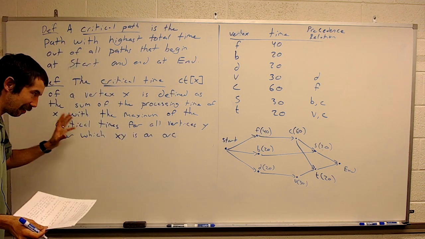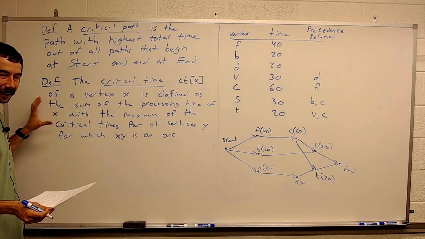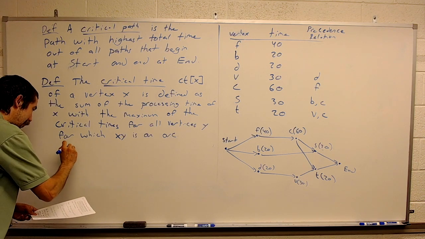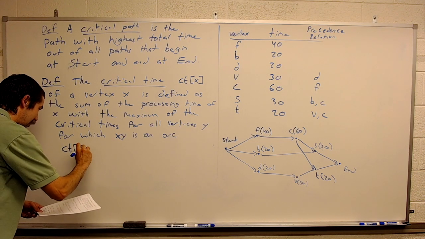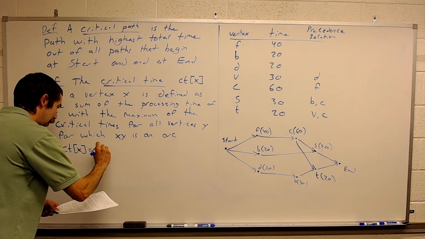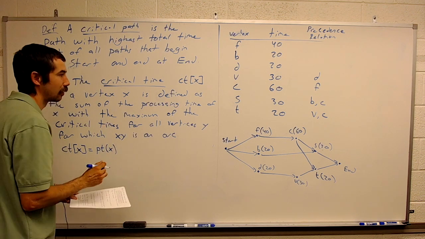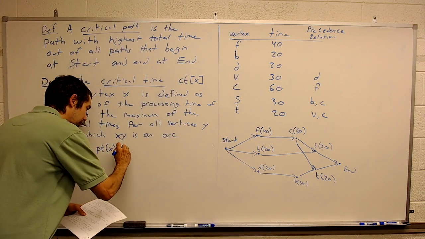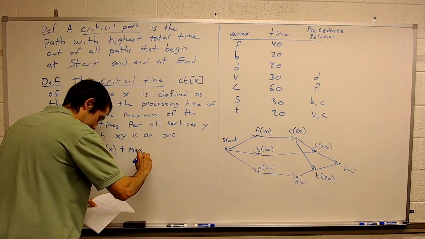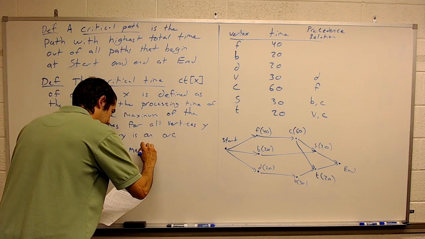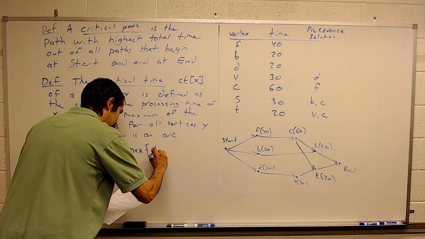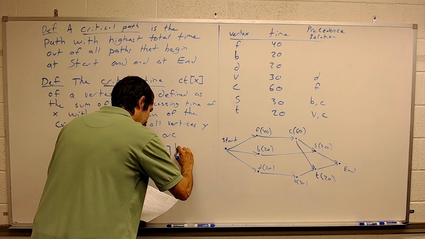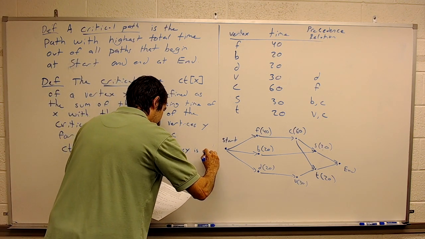Okay, let's put this in math. Let's put it in an equation instead of the sentence here. So the critical time of x is equal to the processing time of x. Right, these are our processing times, plus the max of the critical times of y, such that xy is an arc.